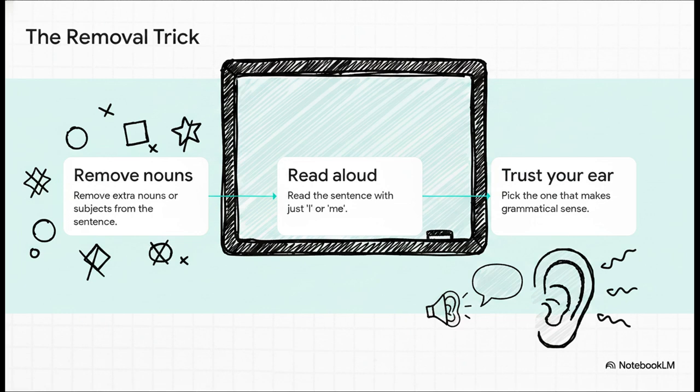Step 1. Mentally remove any extra nouns or subjects from the sentence. Step 2. Read the sentence out loud to yourself with just I or me left in it. And step 3, trust your ear. Pick the one that makes grammatical sense. It's amazing how fast our brains figure out the right answer once the extra clutter is gone.